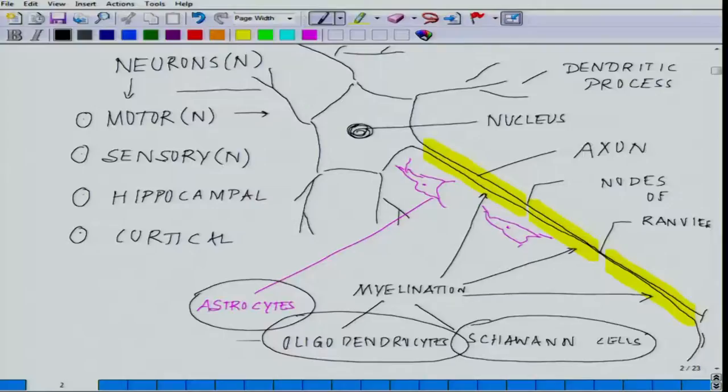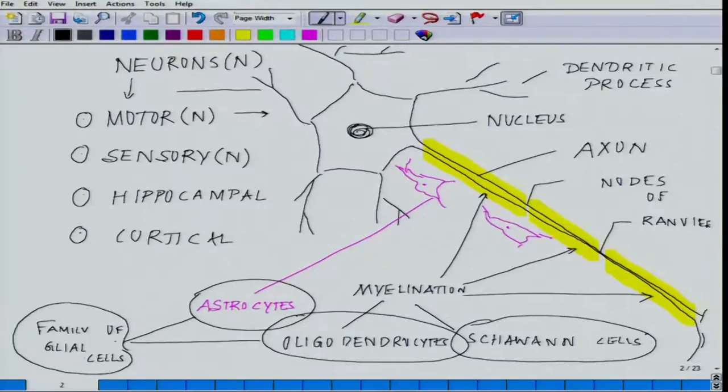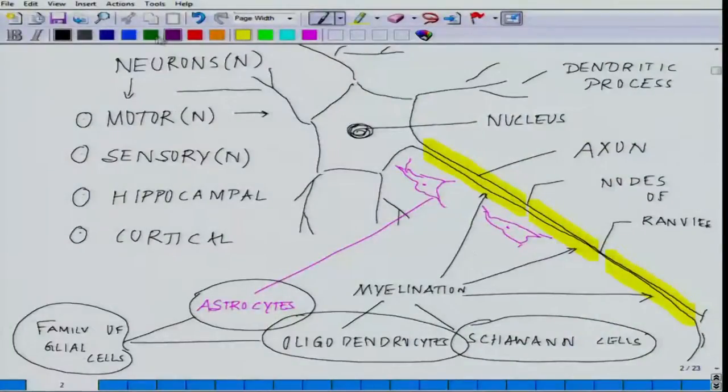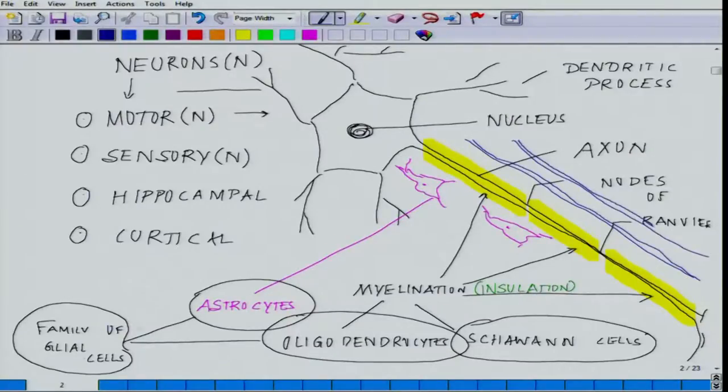Here it is worth mentioning that these are the family of glial cells which are present. These are supporting cells, and essentially what you see, this myelination, which, for your understanding, I am putting another word here, is called insulation. The idea is that if simultaneously there is another neuron moving like this, say for example in blue I am showing another neuron, another axon moving alongside, and that is exactly how it is in real life.